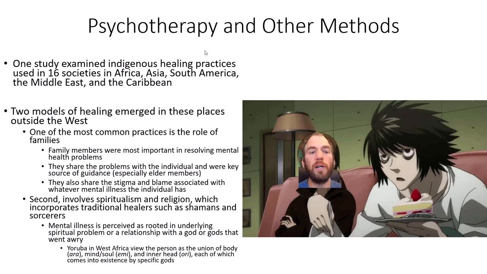So this study found 2 different models of healing emerging that are less common in the West, specifically the role of the family. Again, going back to the importance of that in-group family, but also these community elders, these nation elders, who share the advice and guidance, and that collection of people feel they share in the stigma, blame, and responsibility for the development of mental illness.